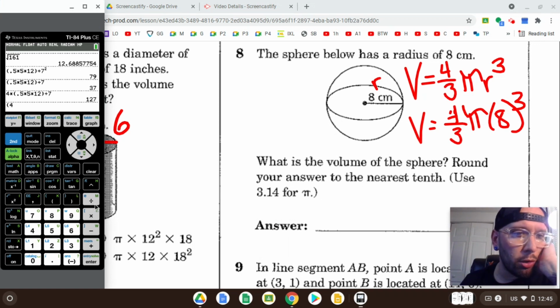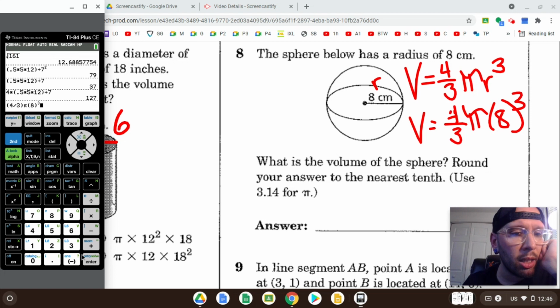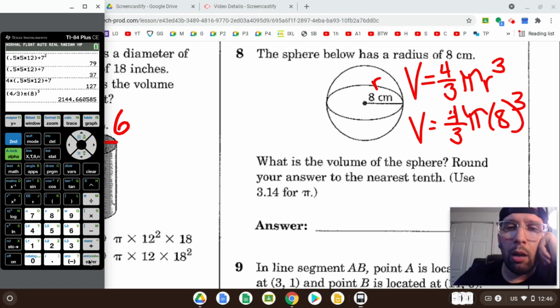4 divided by 3 is 4/3 times pi times 8 cubed is math 3, or you can do the caret thing. Oh, you know what? I wasn't supposed to use cube or pi. I was supposed to use 3.14. That's annoying. All right, so let's try it again.